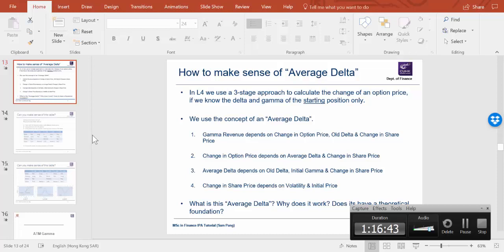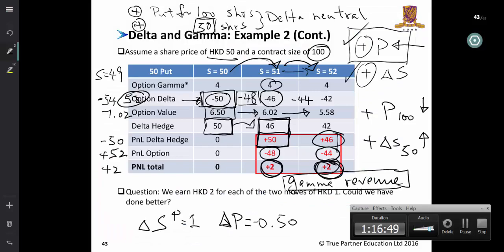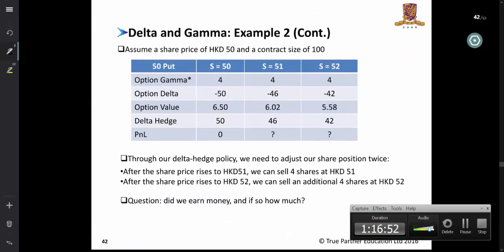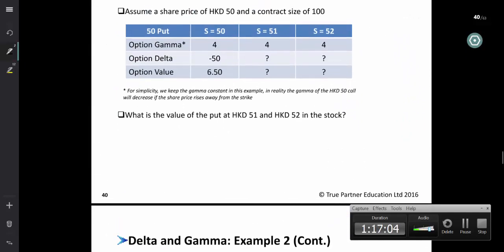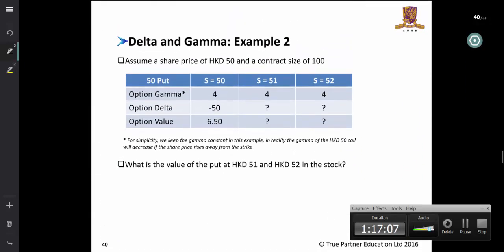It's a good point, and I almost forgot to mention it. And you can see that there is an option gamma. I think they mention in the notes somewhere, here we go. On slide 40, it says, for simplicity, we keep the gamma constant in this example. In reality, the gamma of the 50 call will decrease if the share price rises away from the strike.